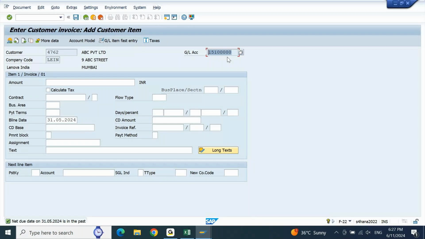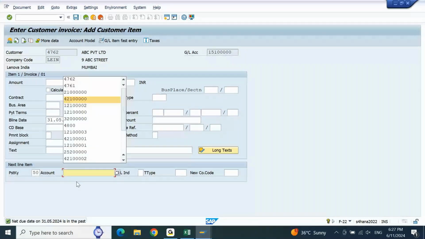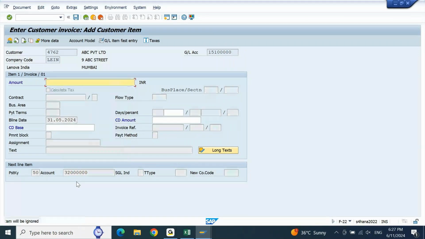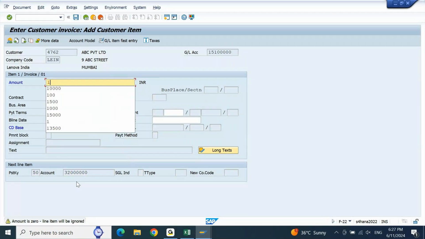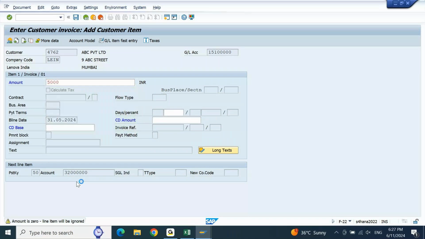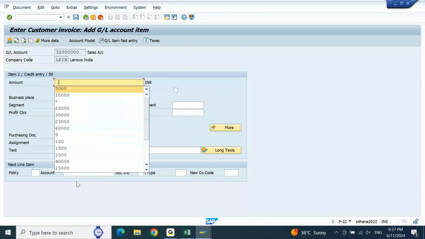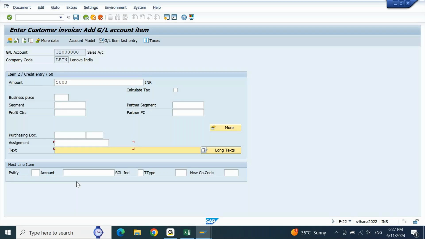Let me give a credit here. I'll put posting key 50. Some credit, let's say 3 series, some 5,000 here, the same amount. For the credit line item, because I'm giving the credit side, a GL account has a field called profit center.